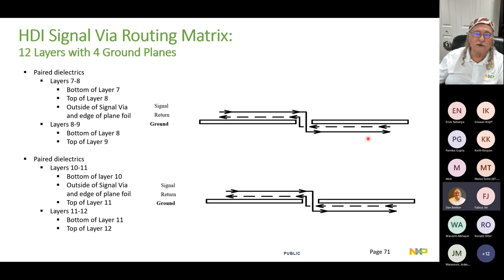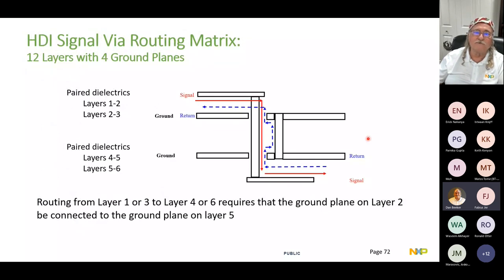But when you start to connect between them, if I go between any of the triplets, I've got to make sure that I connect the ground planes from the one that I'm starting with, whether this is 1 and 2 or this is 4 and 5, whatever the stack up is, I need to make sure that I make the grounds connected so that I keep this pipeline intact.